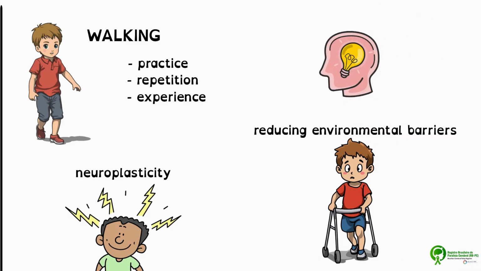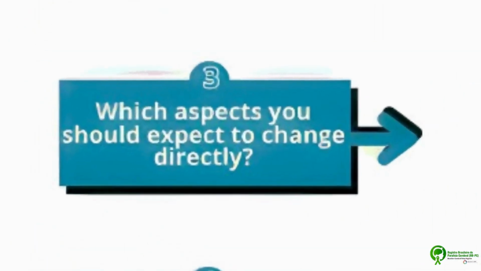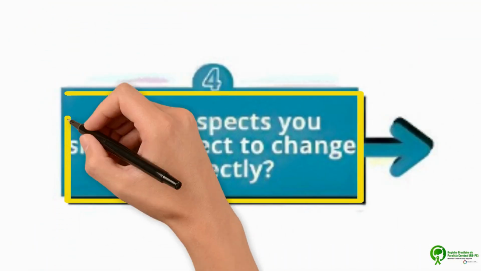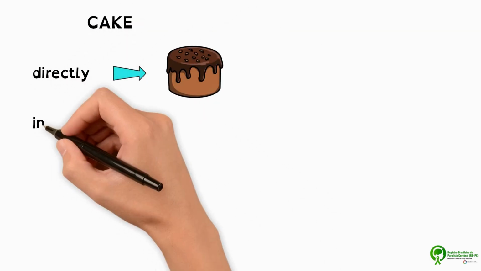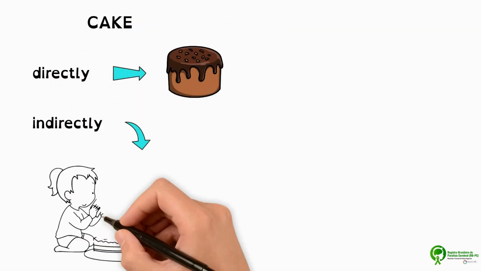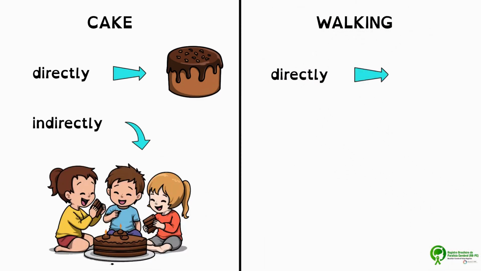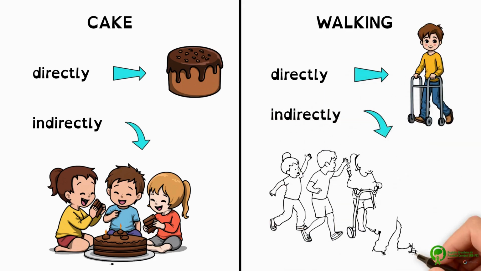The third and fourth questions are, what will change directly when the goal is achieved? What might change indirectly? Cake example. Directly, we have a cake ready to eat. Indirectly, we can invite friends to enjoy it together. Walking example. Directly, the child will take more steps with the walker. Indirectly, they will be able to play more with peers at school recess.